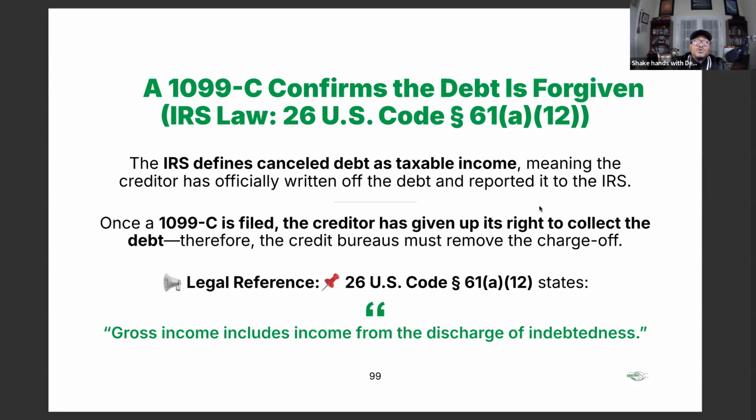Gross income includes income from a discharge of indebtedness. Again, I want to keep reiterating, this is once you have a 1099-C, you got money in your hands, which cannot be on your credit report. It doesn't make sense. Wait a minute. You're talking about I owe you some money, but then I got money. It doesn't make sense. I'm paying taxes on it. Okay, so you can't have both.